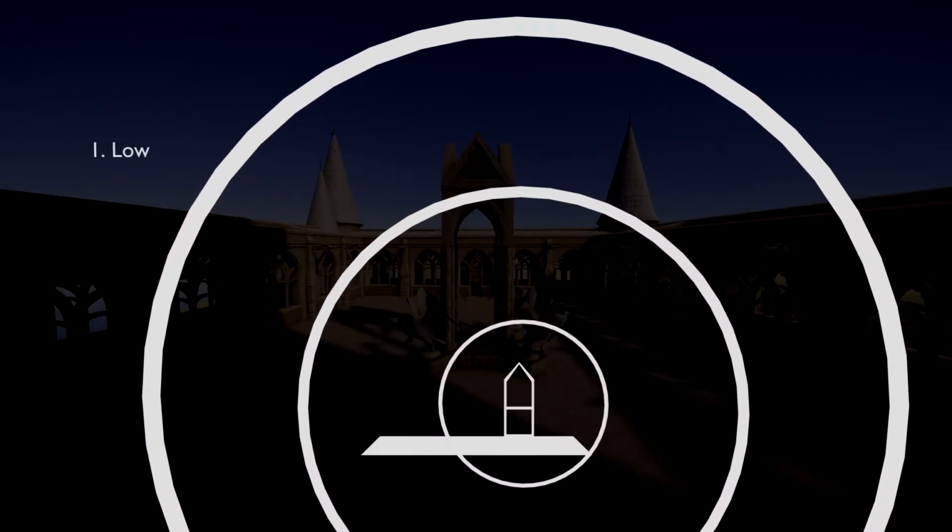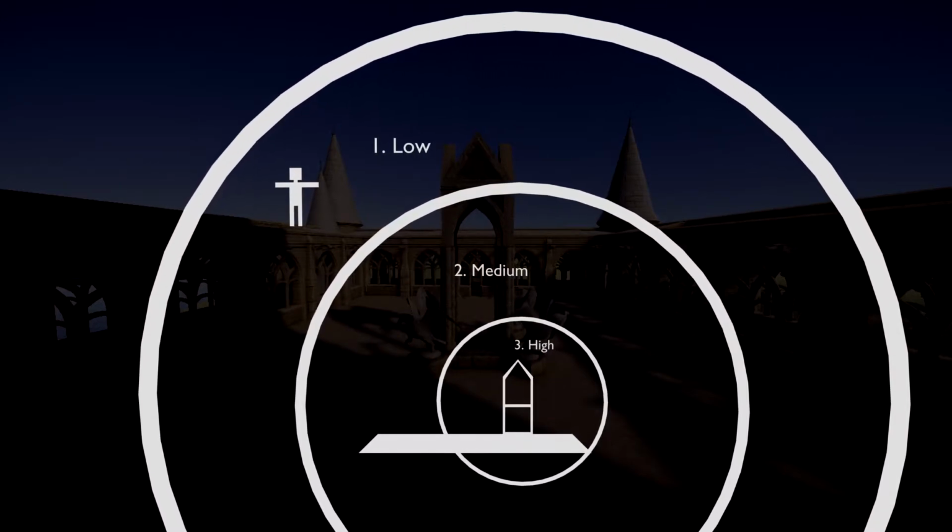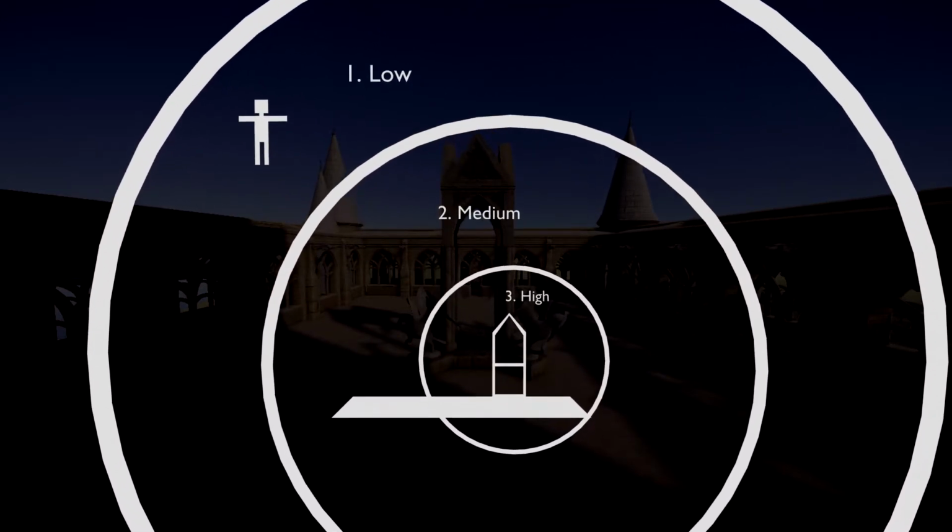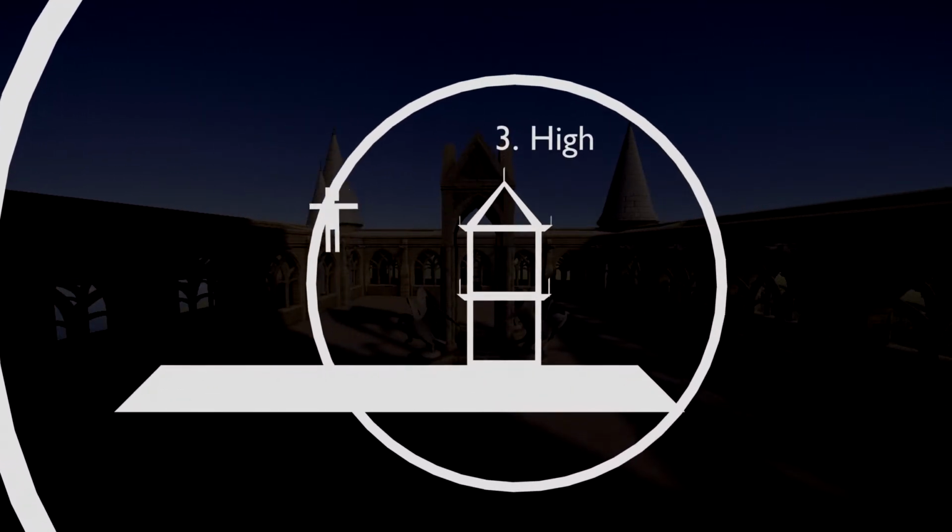And there's another render mode that is the level of detail, which could be low, medium or high. And the level of detail will be set by calculating the distance from the camera to the object.